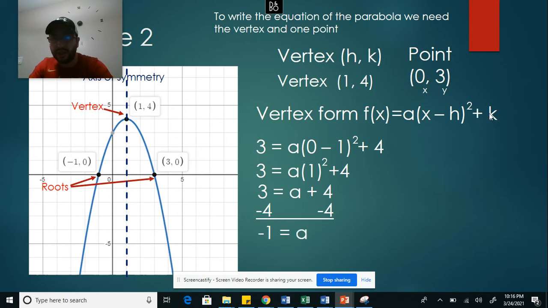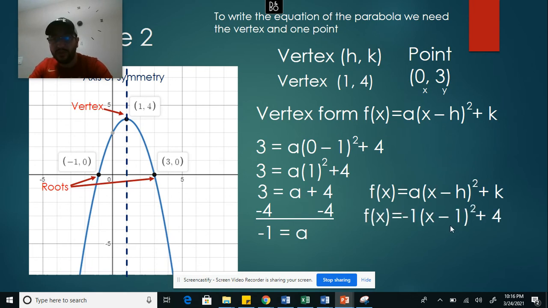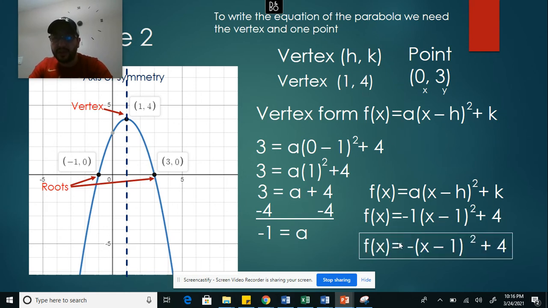Then go again to the vertex form. Change the a for -1, change the h to 1, change the k for 4, and then simplify. So it will be negative, because we don't need to write the 1. We know it's like -1, negative (x minus 1) to the second power plus 4. So that will be the vertex form.